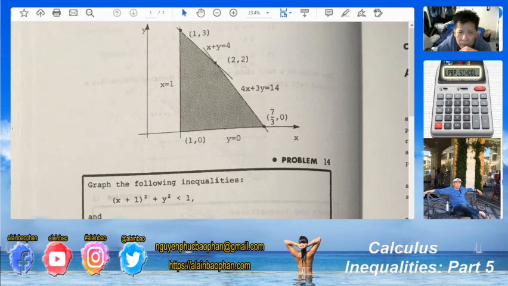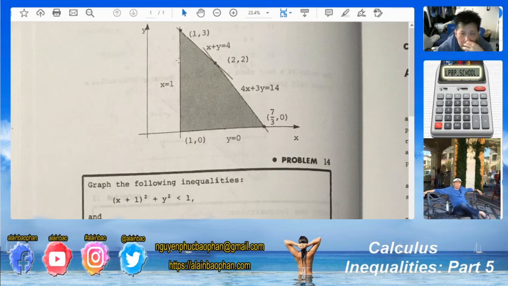Okay, so you have this line right here, and then for x plus 3y must be less than or equal 14, this line right here, the small line right here. Okay, so we pick the origin right here. It belongs to the left side of 4x plus 3y equal 14. So x equal 0, y equal 0: 0 less than or equal 14, right? So we choose the under part right here.